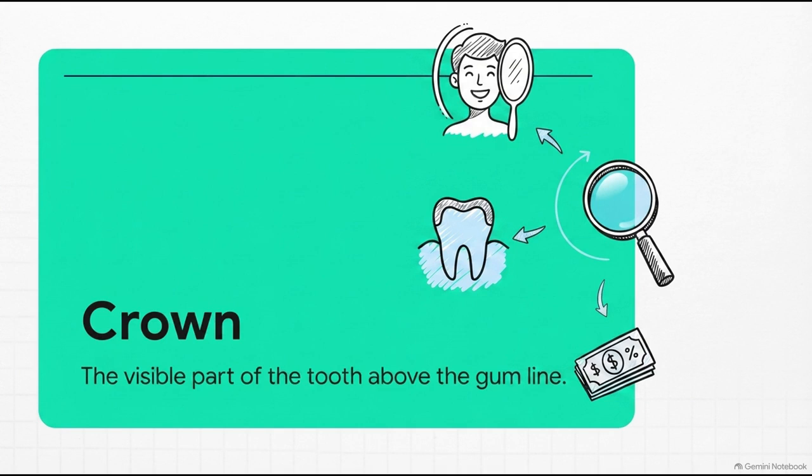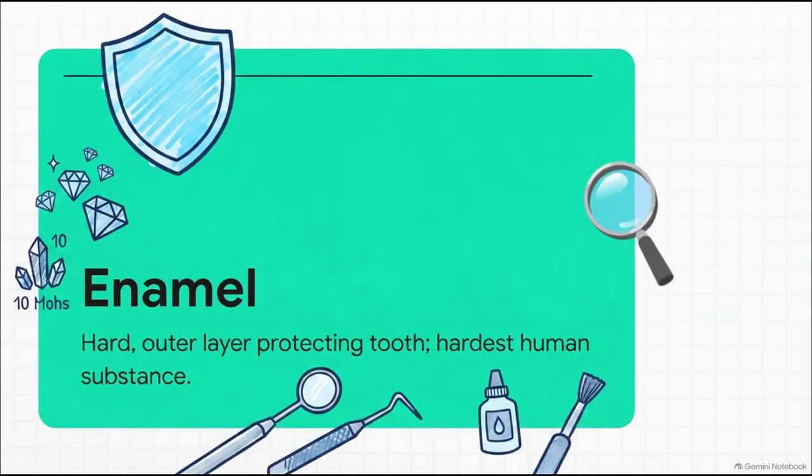From a billing perspective, a vast majority of your surface-level restorative work is going to be mapped directly to this visible area. And acting as the ultimate outer shield of that crown, we have the enamel. This is the incredibly hard layer that protects the tooth from damage and decay. Fun fact, it's actually the single hardest substance in the entire human body.